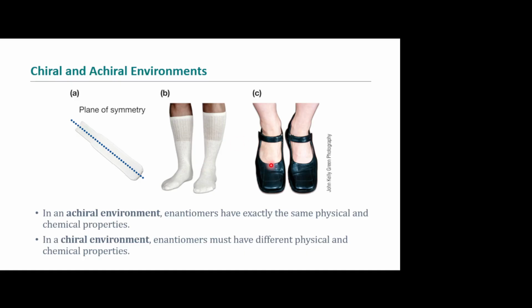Exactly. A shoe is a chiral environment. If I try to stick my left foot in my right shoe, it doesn't work, does it? And so the most common chiral environment you're ever going to identify is biological. Biological organisms are a chiral environment. Everything in us is chiral. Very few things in a biological environment are achiral.